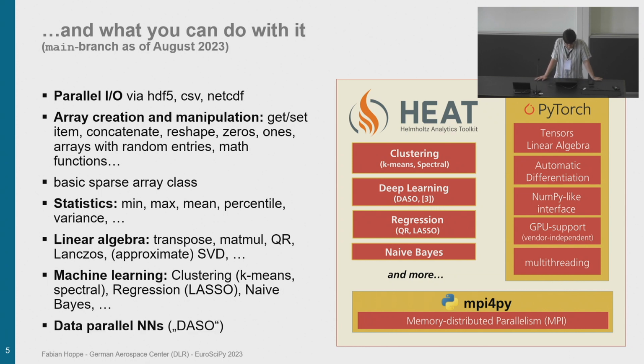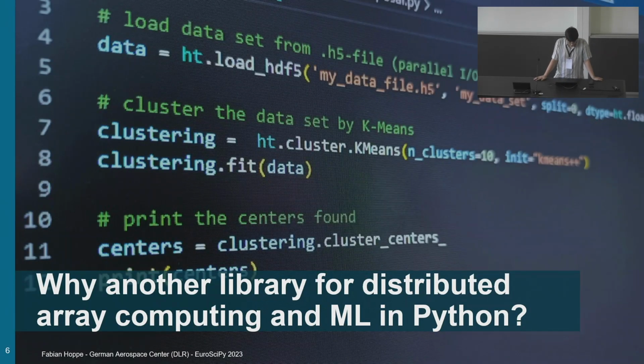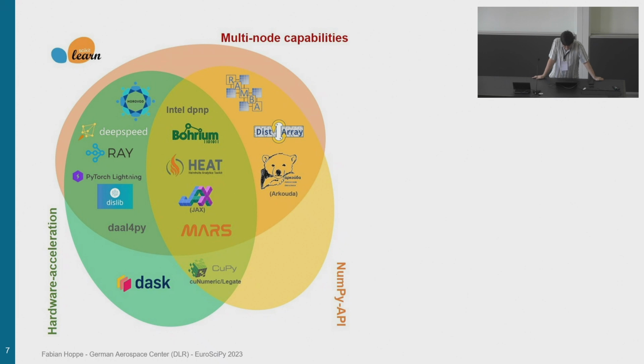And finally, there's also the possibility to implement data parallel neural networks. There's the so-called DASO algorithm. There's also a paper on that, and this has been implemented in HEAT. So you may ask, why another library for distributed array computing and machine learning in Python? Let's look at a hopefully quite complete overview of this ecosystem and what makes HEAT interesting here.